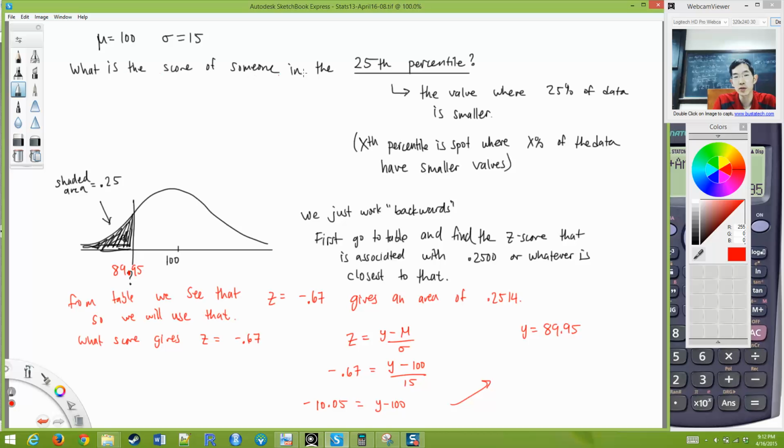What is the score of someone in the 25th percentile? 89.95. Is that okay? So you should be comfortable working with that.